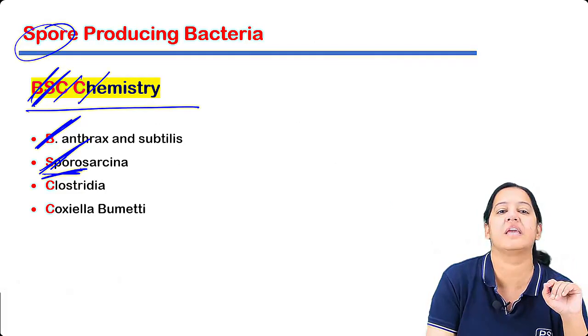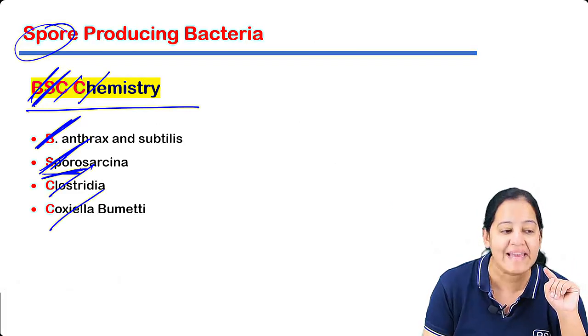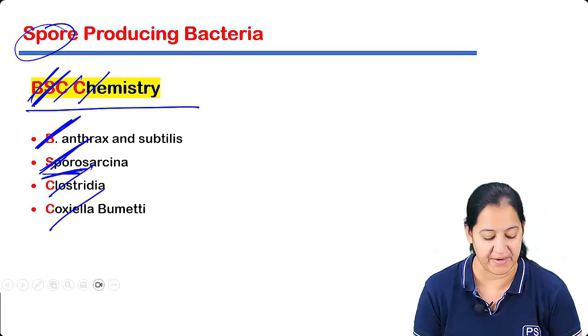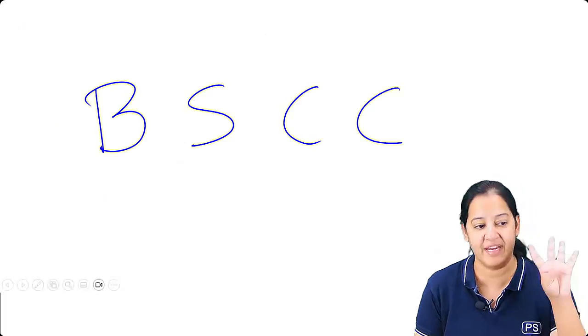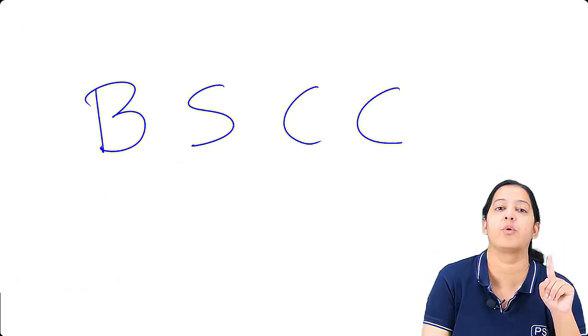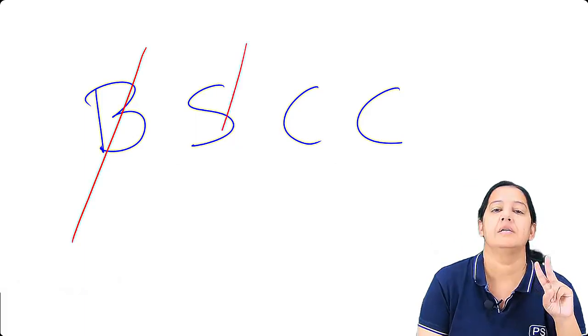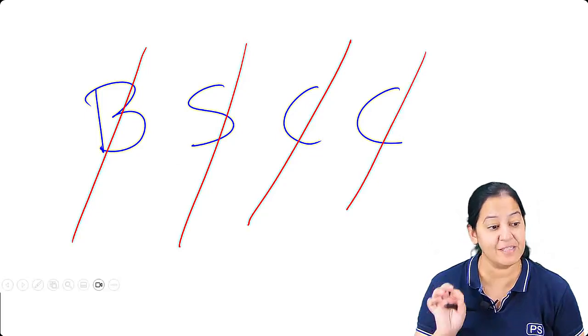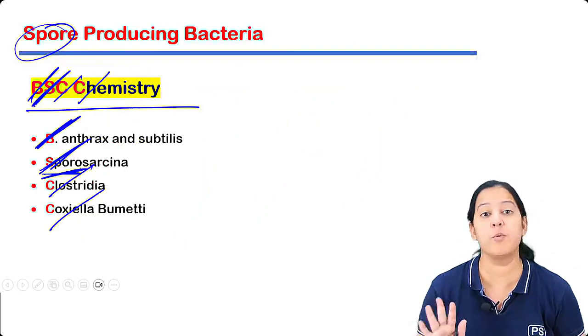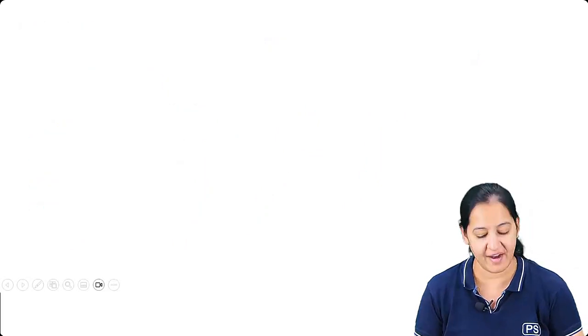There are 2 C. One is Clostridia, one is Coxiella. Clostridia and Coxiella burnetii. So there are BSc chemistry 4 bacteria which form spore: Bacillus, Sporosarcina, Clostridia, and Coxiella burnetii. Please mark in your notes. Mark the 4 spore forming bacteria. Did you understand?